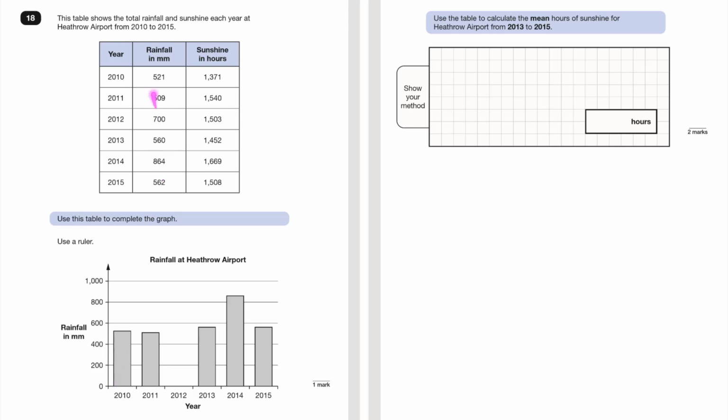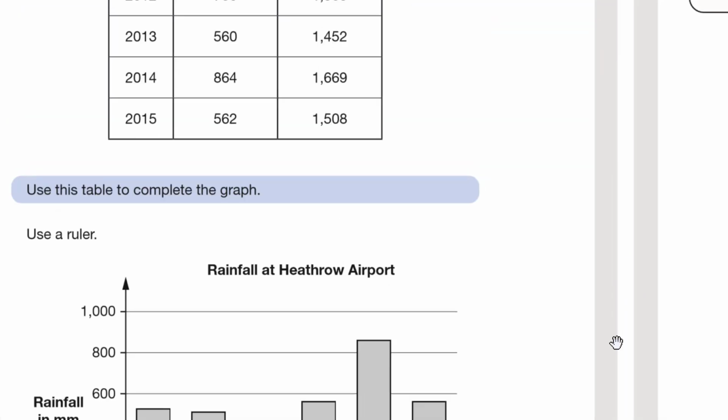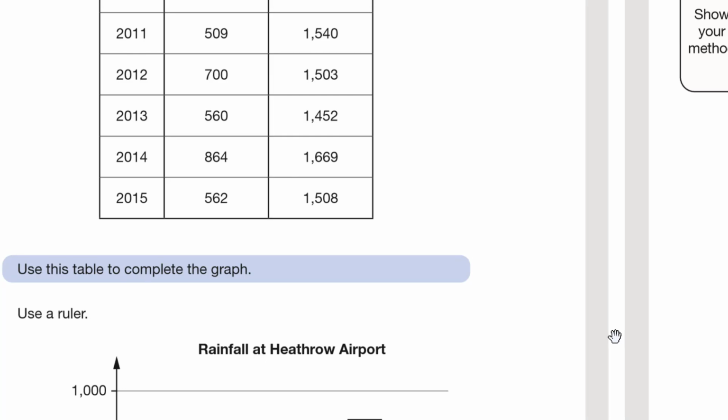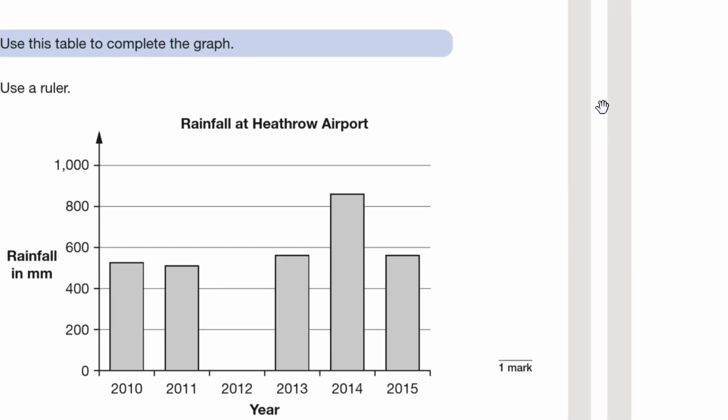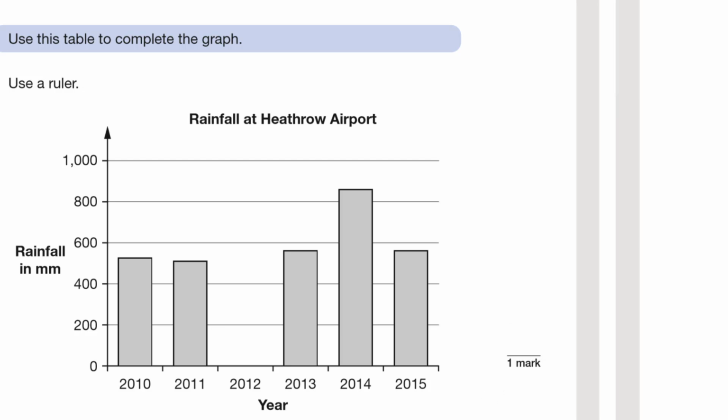Look, rainfall, it says 521, and you can see here it's slightly higher than halfway between 400 and 600. 2011 is slightly less, and you can see here it is slightly less. So 2012 is 700. So this is a nice one because it's exactly halfway between 600 and 800. Okay, so it's going to be exactly halfway. What I'm going to do is I'm just going to zoom in. So just to look, 2012 is 700 millimetres. So 2012 we would need to draw as 700 millimetres.